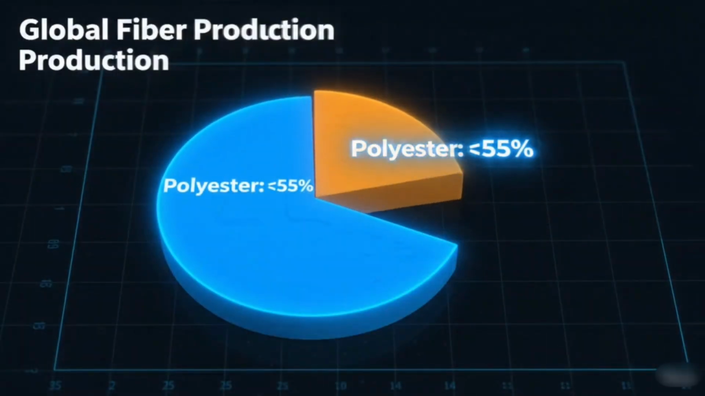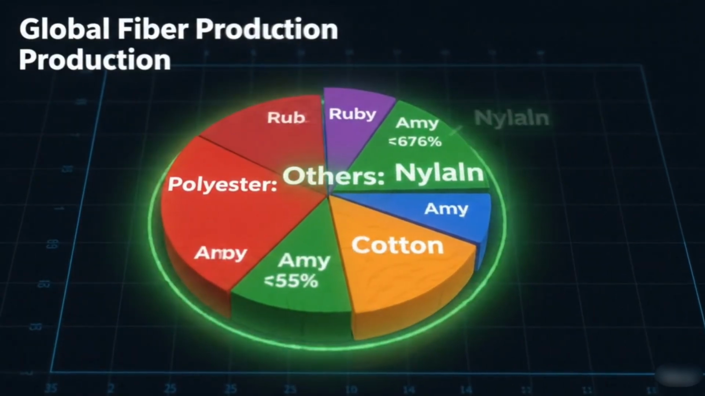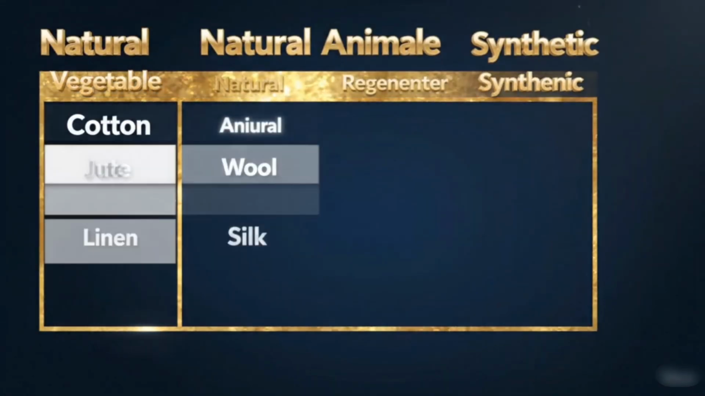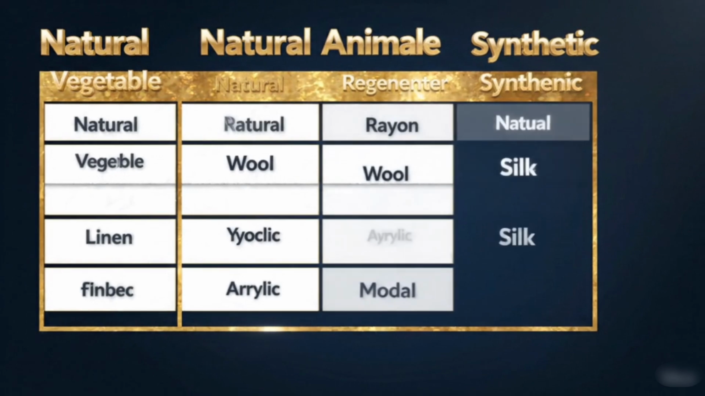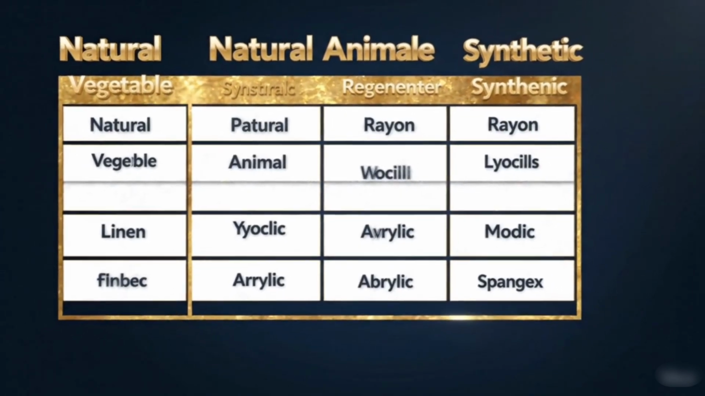In terms of global utility, major fibers like cotton, polyester, wool, and nylon dominate world production. Cotton, linen, jute under vegetable, wool, silk, cashmere under animal, rayon, lyocell, modal under regenerated, and polyester, nylon, acrylic, spandex under synthetic.